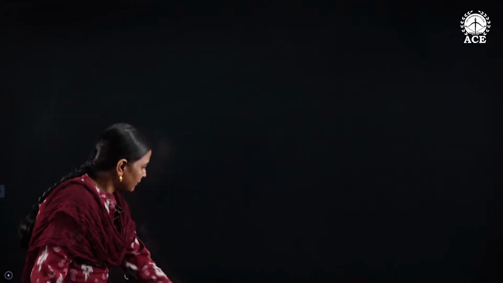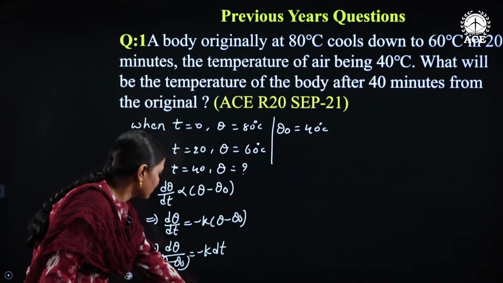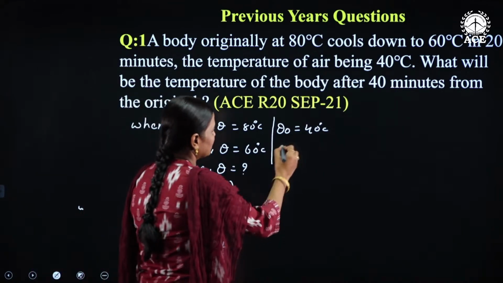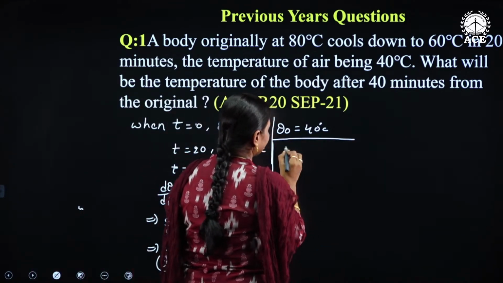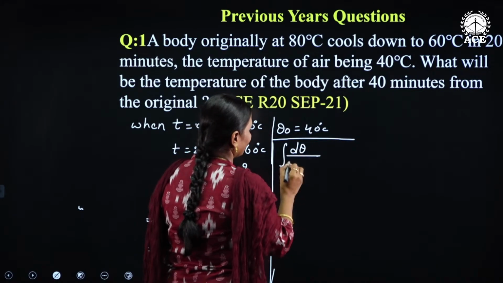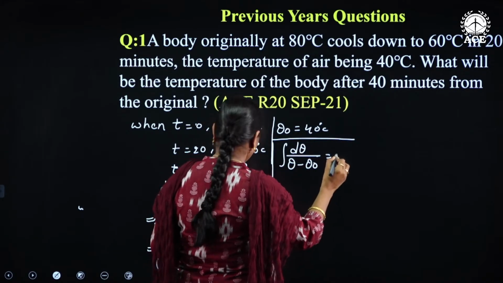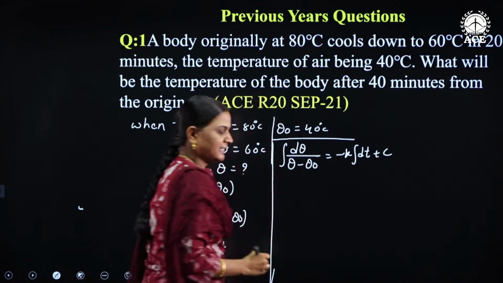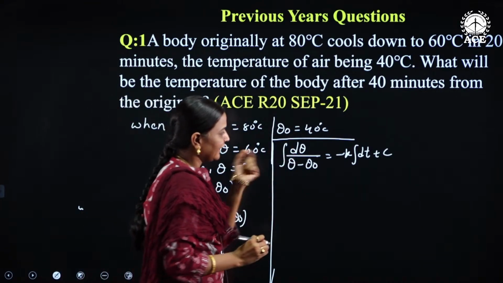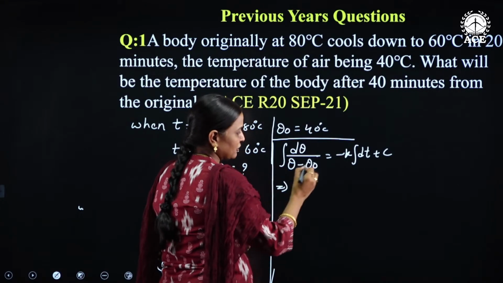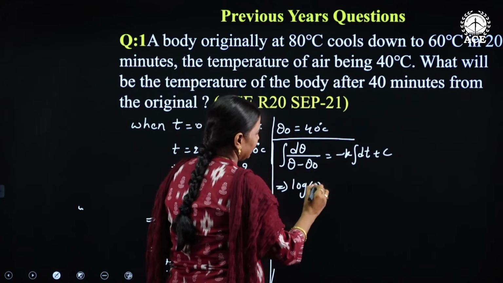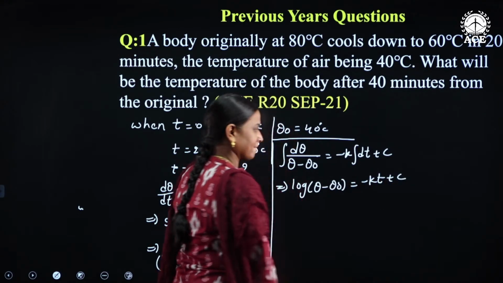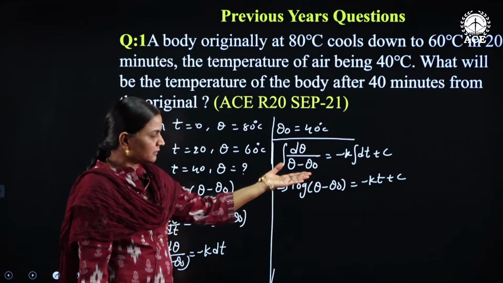When the variables are in separable form, next to find the solution, take integration on both sides. So if we take the integration on both sides, what is the integration? Integration of d theta by theta minus theta naught is equal to minus k into integration of dt plus the integral constant c. What is the integration of 1 by theta minus theta naught? Here theta naught is a constant value. So that is log of theta minus theta naught is equal to minus kt plus c. This is the required solution.